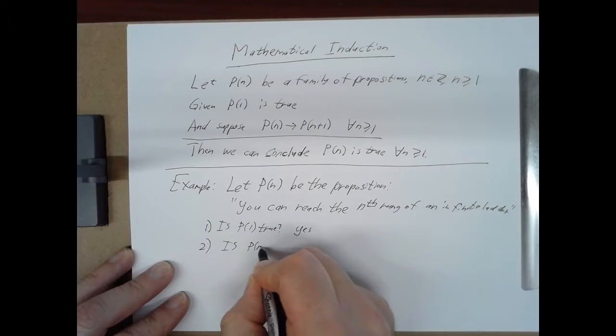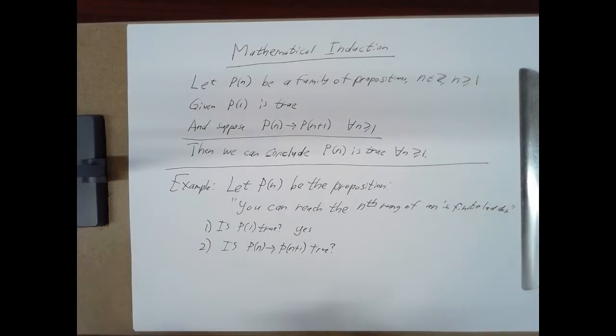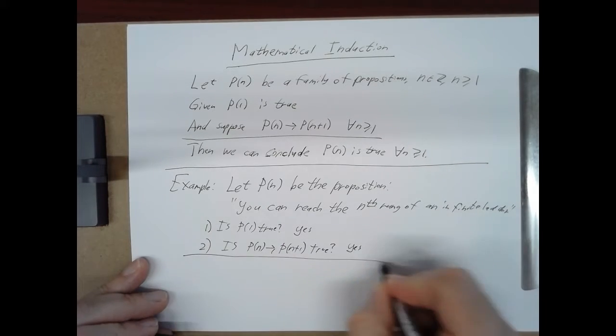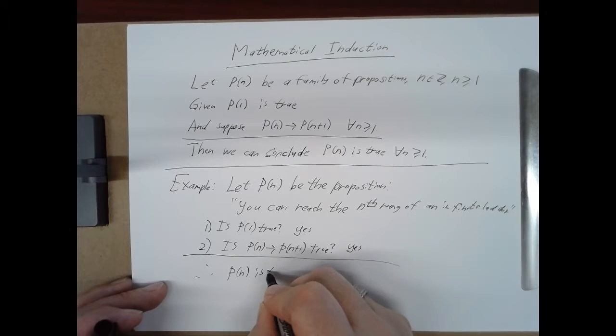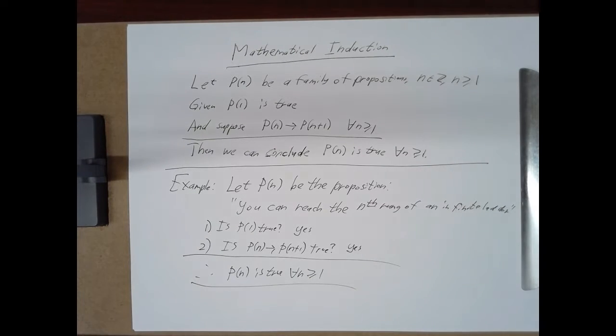So is this proposition true? If you're on the nth rung, can you get to the n plus first rung? And again, I'm going to say the answer is yes, because you're able to lift one leg, put it on the next rung, move your hand up, and pull yourself up. So this is also true. Given that those two things are true, P of n is true for all n. What does this mean? It means that you can reach the nth rung of an infinite ladder for any n bigger than or equal to 1. You can reach the billionth rung.